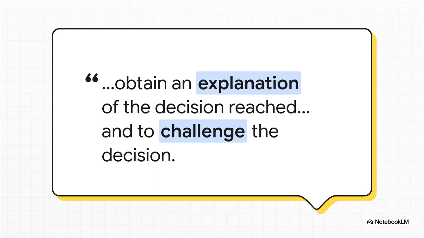Next up, compliance. Laws like Europe's GDPR have totally changed the game for AI. It's not enough anymore for a model to just spit out a prediction. We legally have to be able to explain why it made that specific decision. This is called the right to explanation, and it is a big deal.